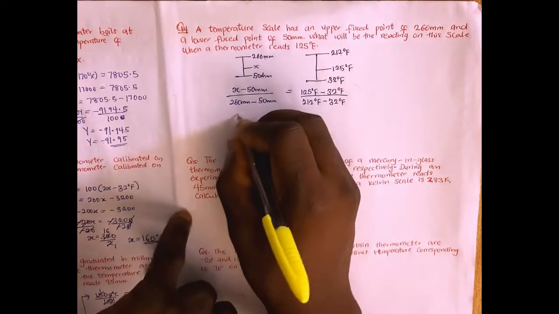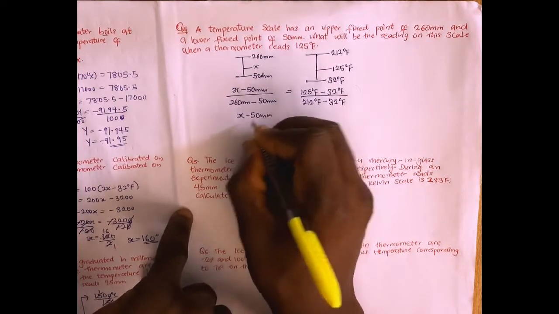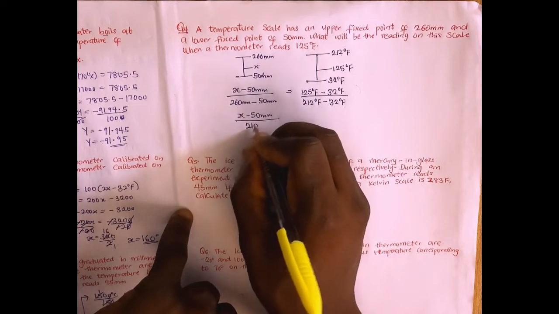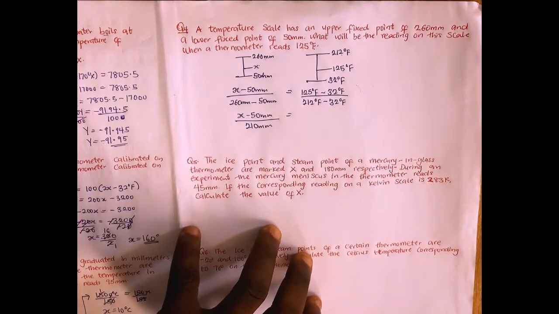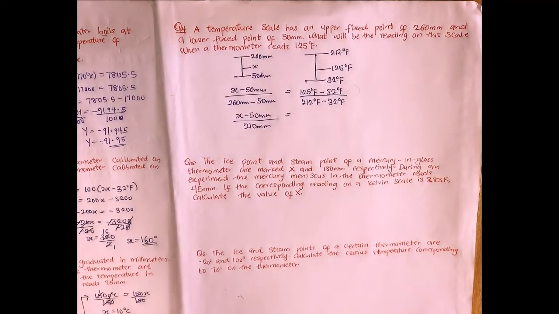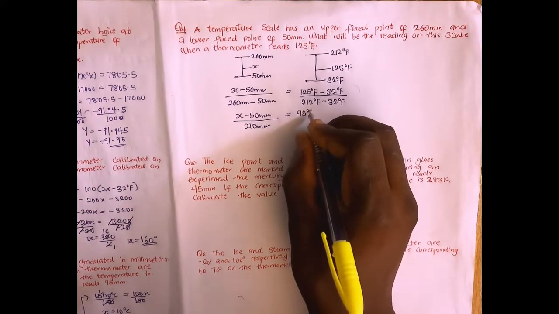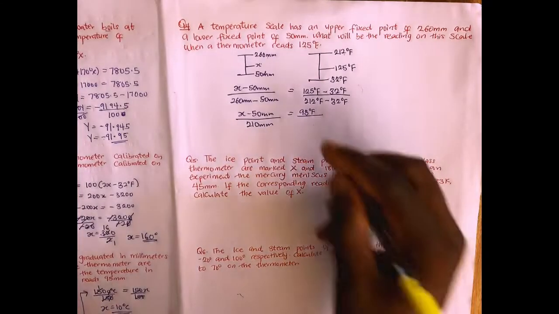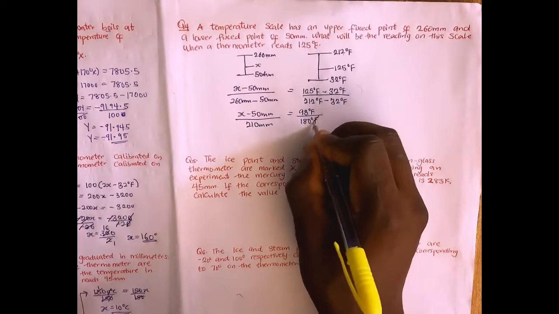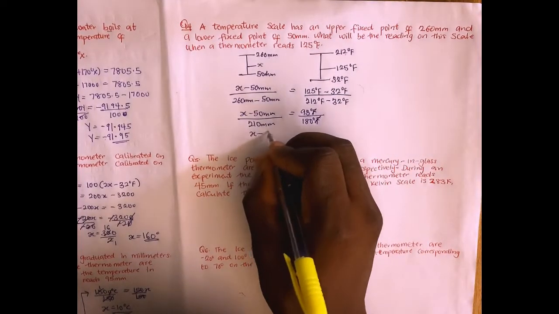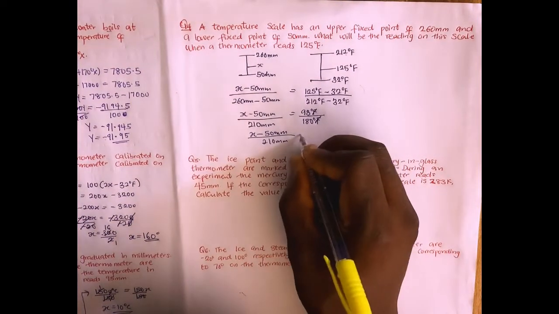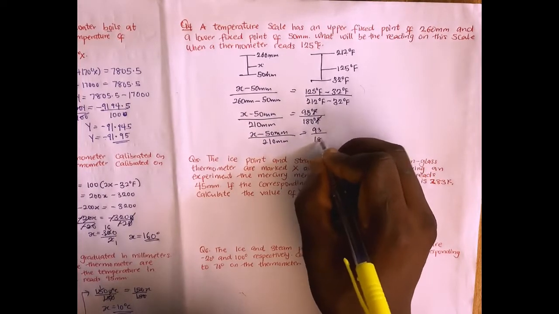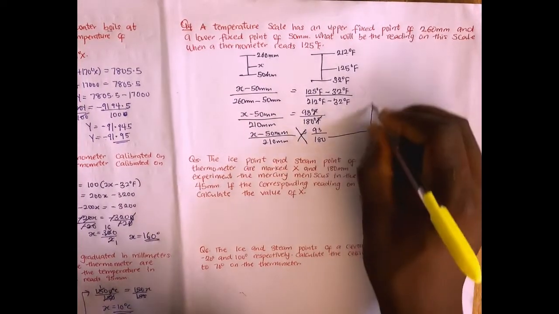So in this case, we're having X minus 50 mm divided by, this minus that should give us 210 mm, equals 125 minus 32. That's 93 degrees Fahrenheit divided by 212 minus 32, that's 180 degrees Fahrenheit. So Fahrenheit cancels Fahrenheit here. So you're having X minus 50 mm divided by 210 mm equals 93 divided by 180. Let's just cross multiply and we'll move to the next case.